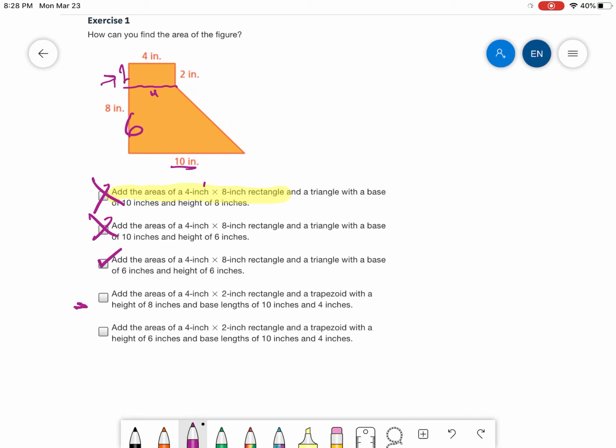So this third option here says add the areas of a 4-inch by 2-inch rectangle. Okay, so that would be that first rectangle on top. And a trapezoid with a height of 8 inches and a base length of 10 and 4. Well, our height is 6, so that can't be right. The last one says add the areas of a 4-inch by 2-inch rectangle. Okay. And a trapezoid with a height of 6 inches. Good. A base length of 10 and 4. That one is correct. So there are 2 options here, and these are your 2 options.